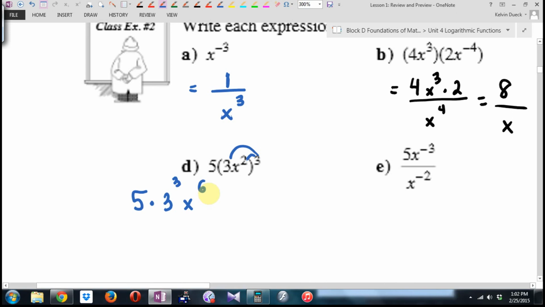Any negative exponents anywhere? No? Well then, what is 5 times 3 cubed? It's 5 times 27, I know that. You got calculators, go. Come on, people. 135?